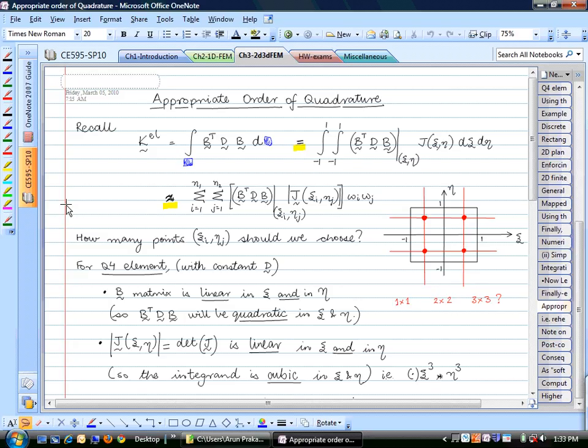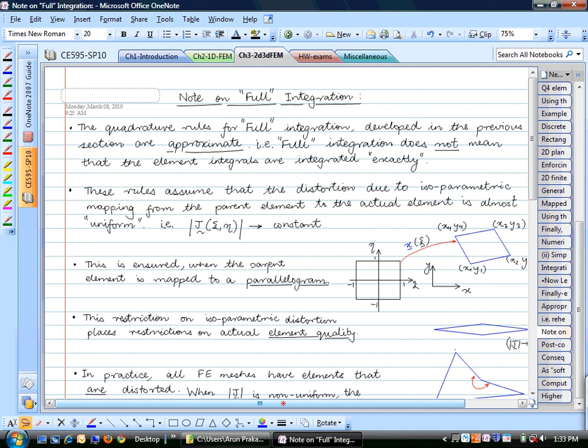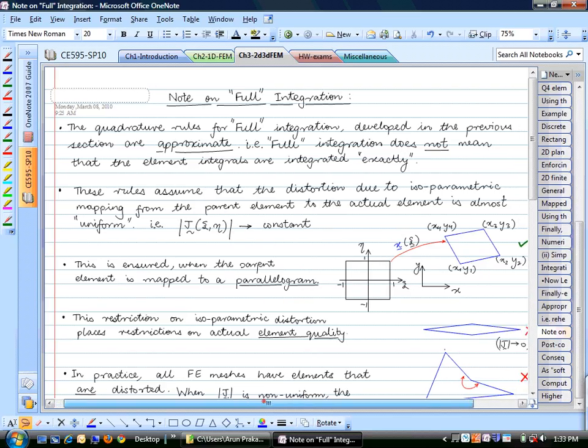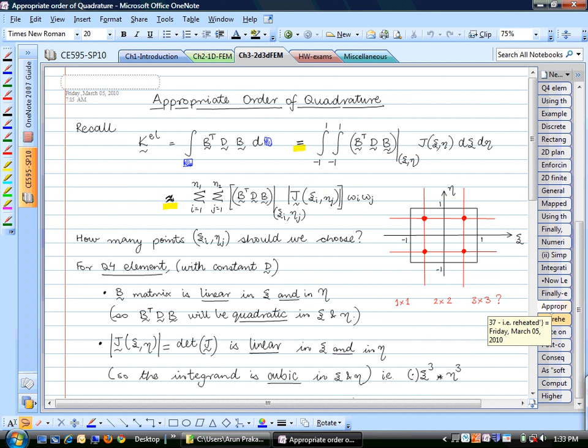So what we were doing last time was trying to figure out what is the appropriate order of quadrature that we need to be able to integrate all these quantities in our stiffness matrix and in our load vector. There's a note that I've included for today that you should add right after these couple of pages. This first page from today's lecture notes, the note on full integration, should go along with this appropriate order of quadrature.